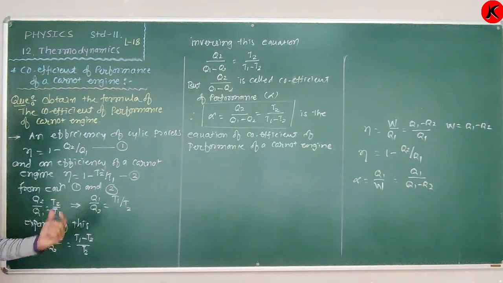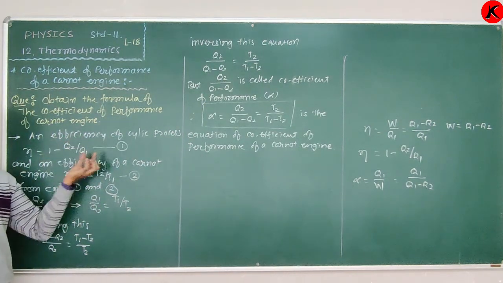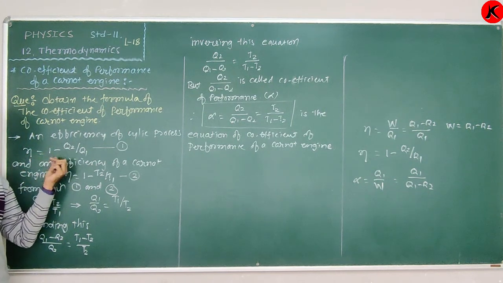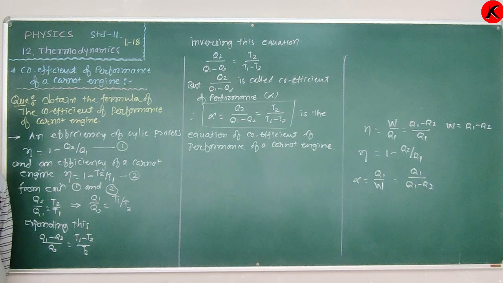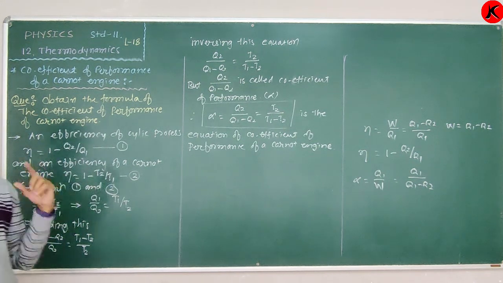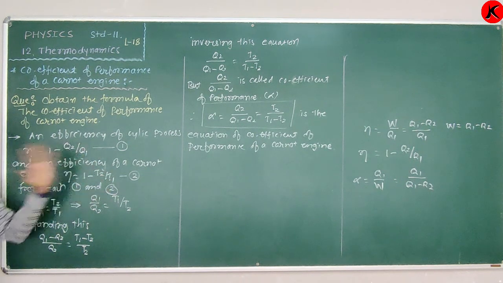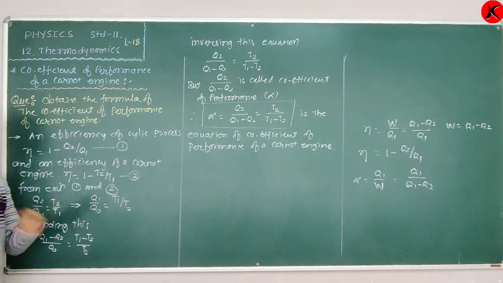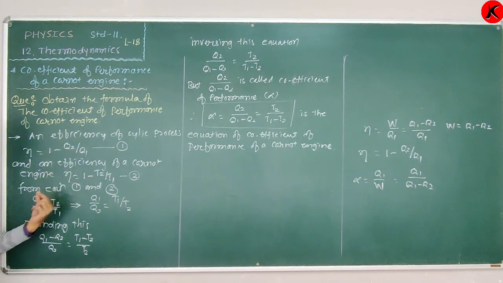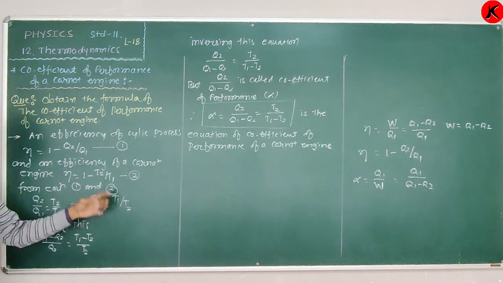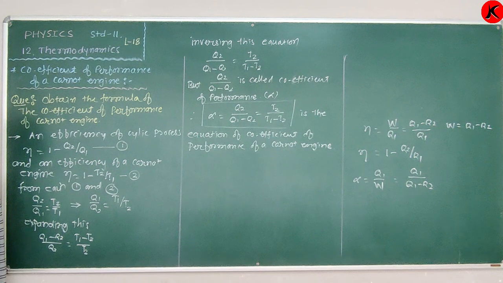We start from this. The efficiency of a cyclic process, eta, is equal to 1 minus Q2 upon Q1. And the same equation we derive for the Carnot engine, the efficiency eta is equal to 1 minus T2 upon T1. That is the second equation. Comparing these two equations, we can say that Q2 upon Q1 is equal to T2 upon T1. Inverting it, Q1 upon Q2 is equal to T1 upon T2.